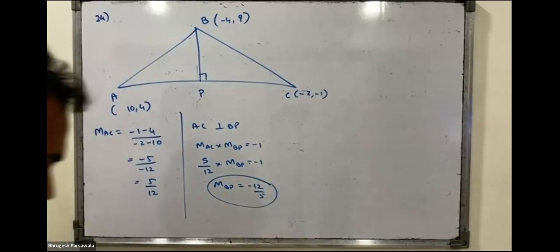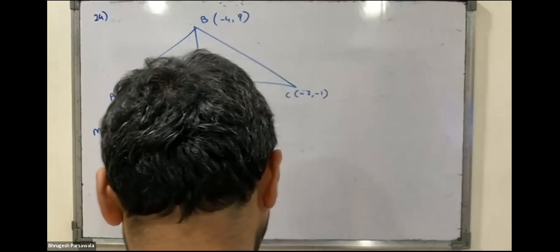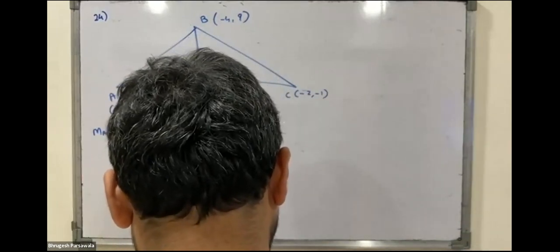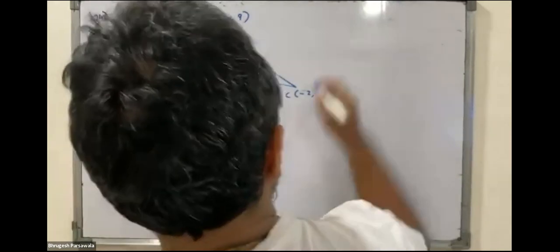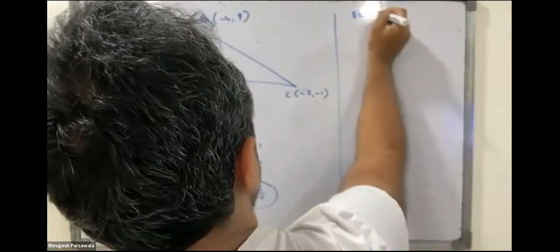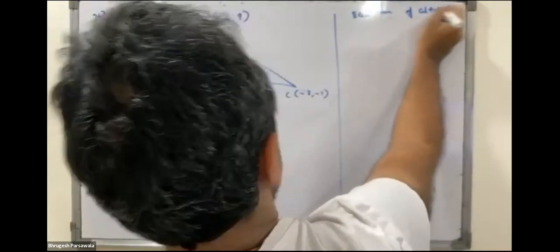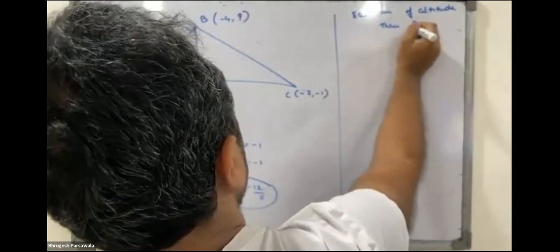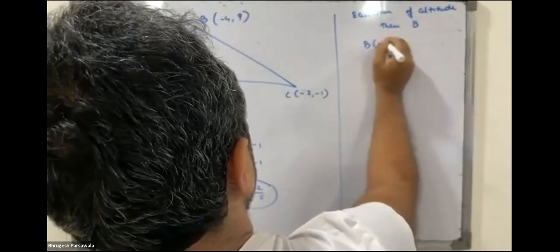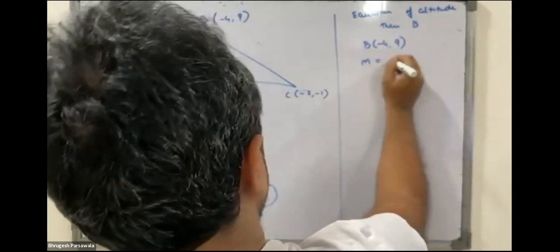it is equal, beta. Let's apply the equation. Equation of the altitude through B. B is (minus 4, 9) and the slope is minus 12 upon.